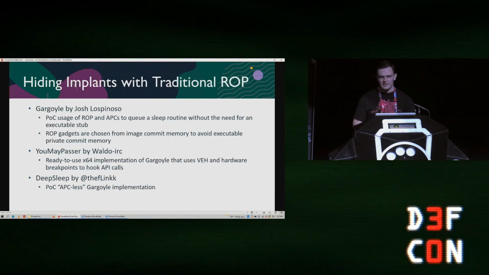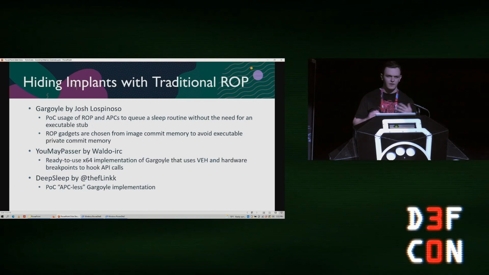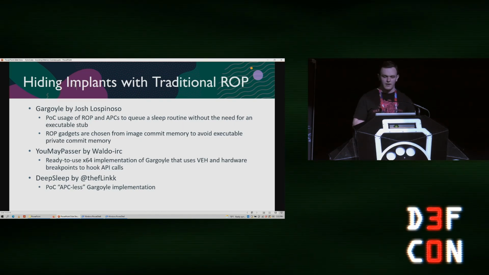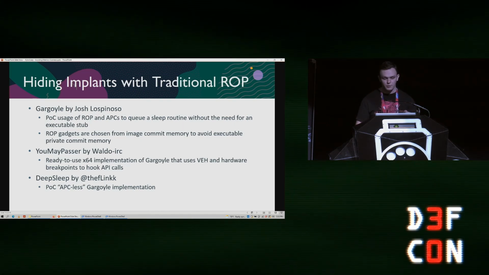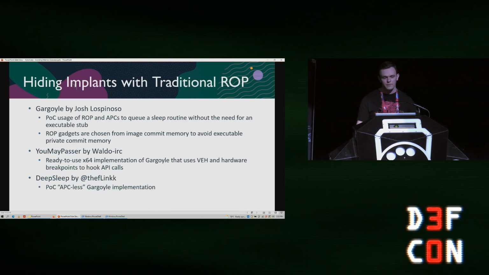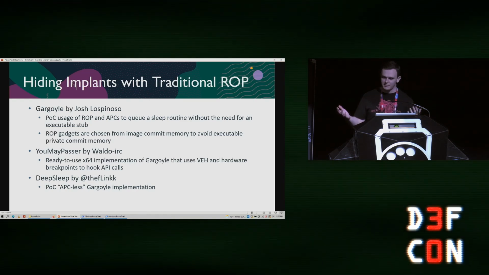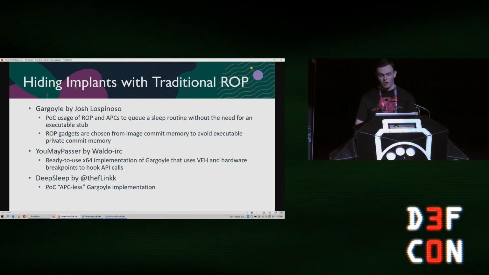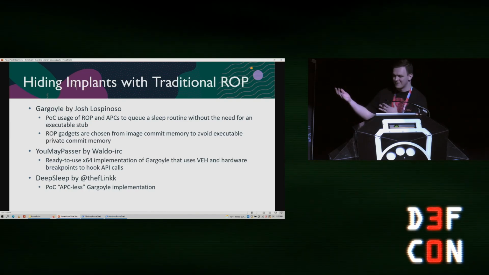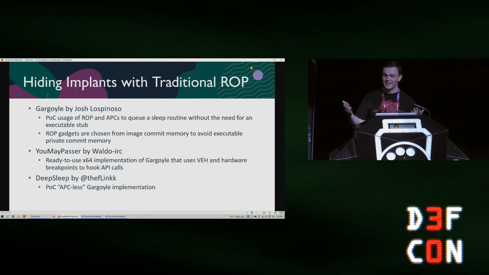The next thing we can look at is using ROP. And so if you're familiar with exploit development, you've seen return-oriented programming as sort of a popular way to get around DEP. But in this case, we can actually use it for changing memory permissions. So the first proof of concept that came out, as far as I'm aware, was from Josh Lospinoso. It's called Gargoyle. And Gargoyle is a proof of concept. It just launches MessageBox, and it's 32-bit. But the whole point of this is that it demonstrates using ROP to queue up these different APC calls that will, you could implement a sleep routine, but he's just doing a MessageBox where it will do something while the rest of the code is not executable.